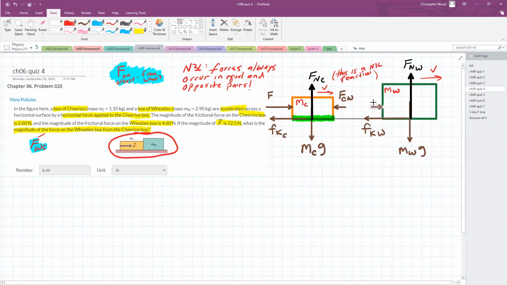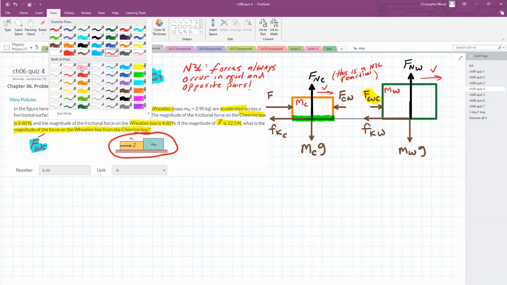And label it. So this is the force on what? It's F on what? On the Wheaties from what? From the Cheerios. That's my dollar sign. So finally, at long last, I see my dollar sign. There it is. And then a very important note.